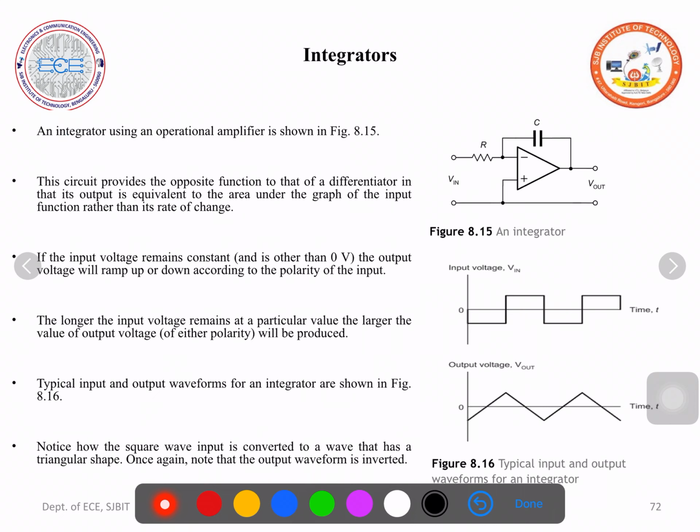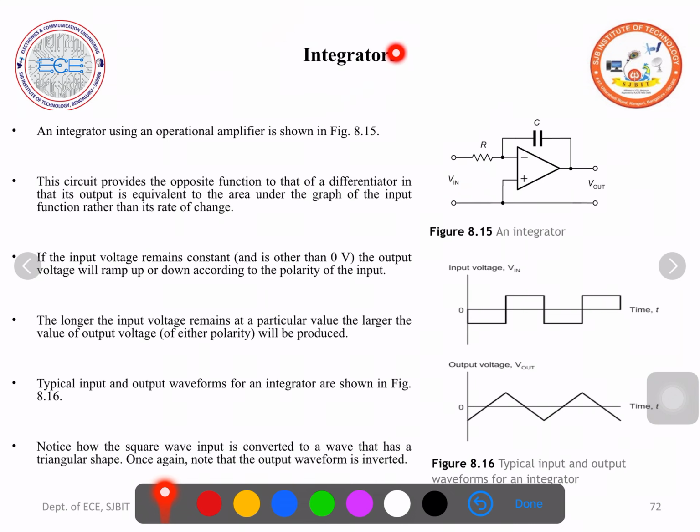Integrators. Observe the circuit. Earlier in the differentiator, we applied the input through a capacitor, but here feedback is applied through a capacitor, input is applied through a resistance. As usual, non-inverting terminal is grounded. Here also the output will be inverted form of the input, inverted form of the integral of the input.